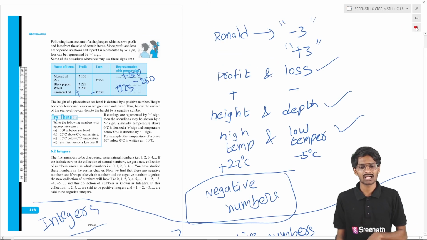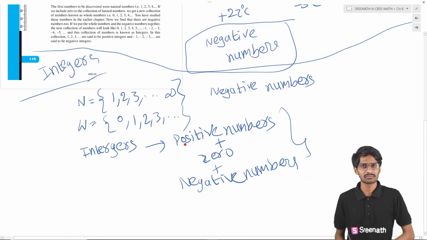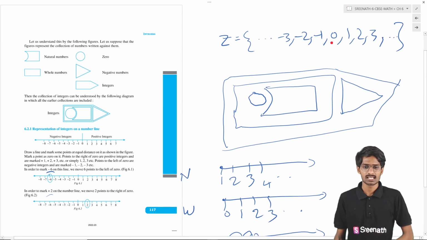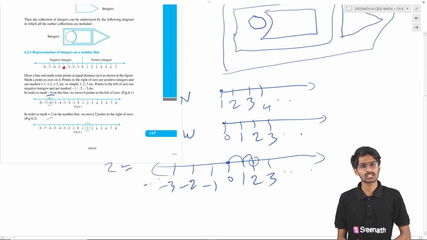After that, finally we have concluded what integers are. Integers are nothing but the positive numbers, 0, and negative numbers. All these combine to form the set of integers, students, and integers are represented by Z. After that, how to represent them on a number line. On a number line, negative integers are represented on the left side of 0, students.